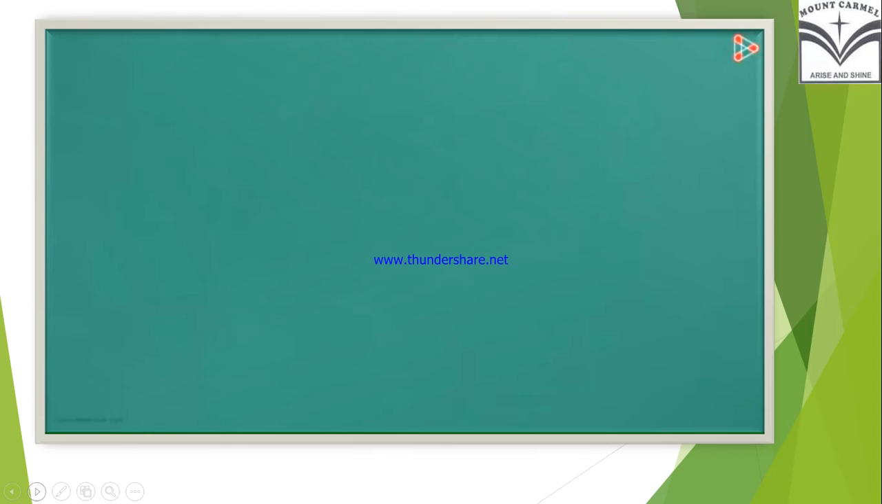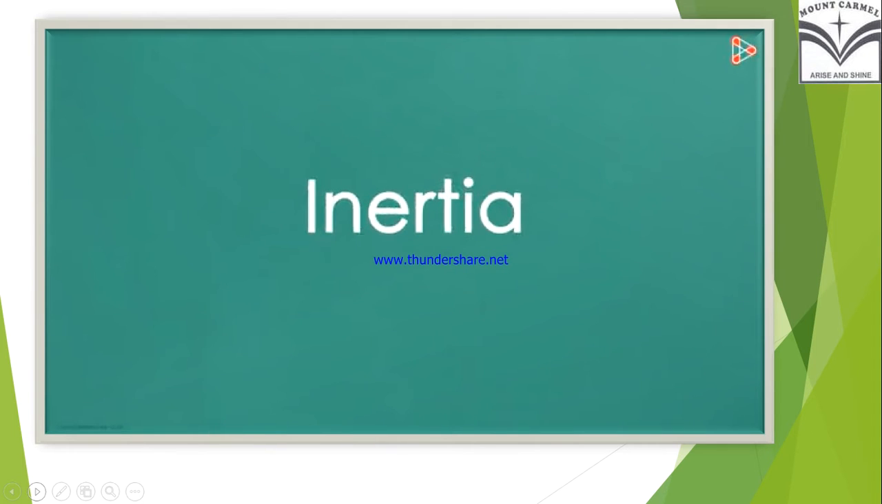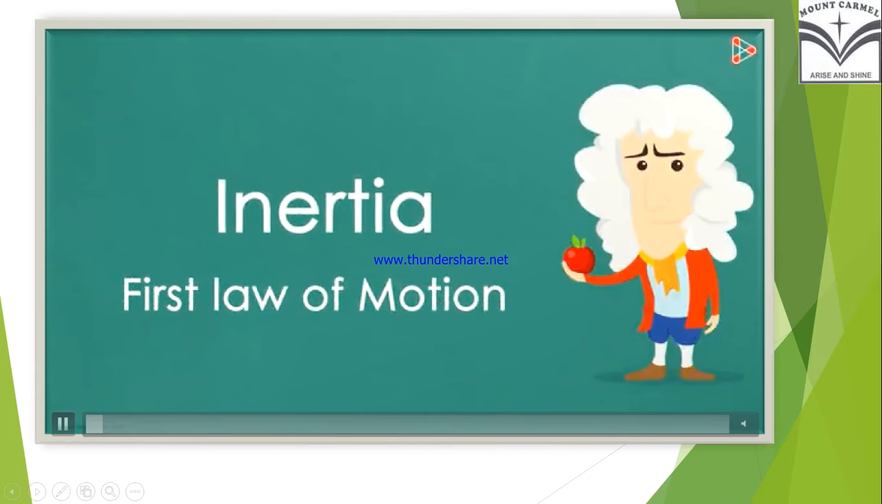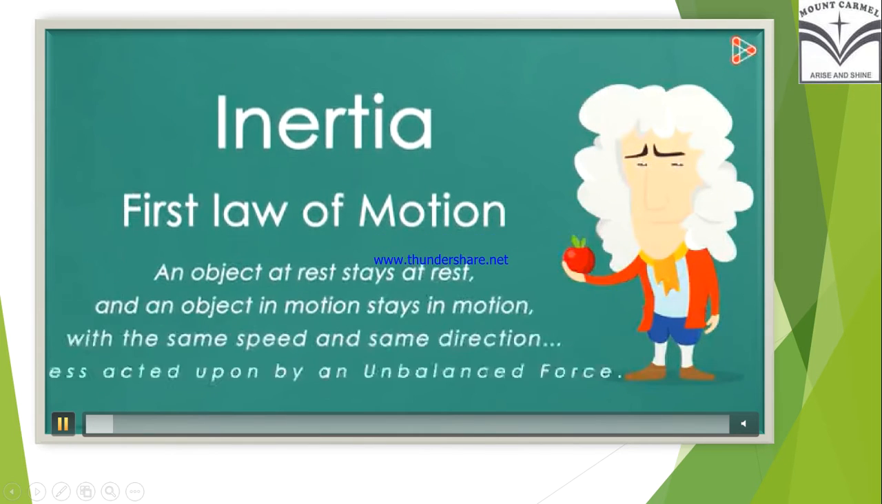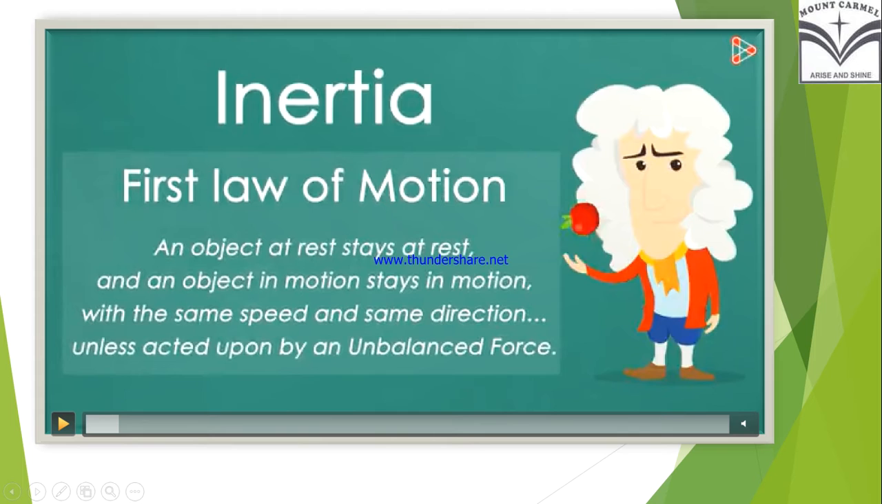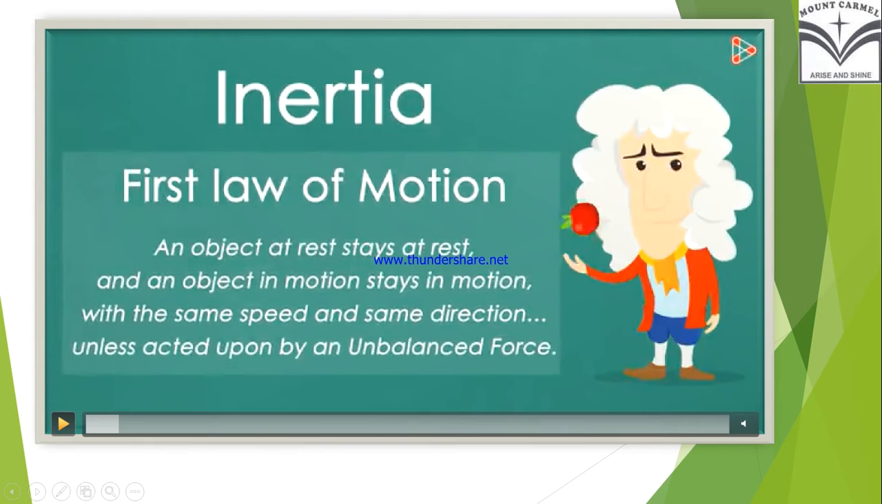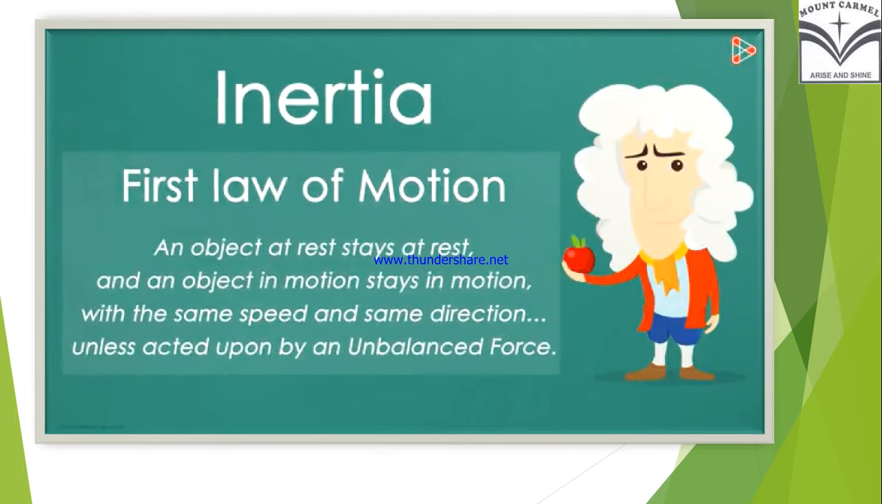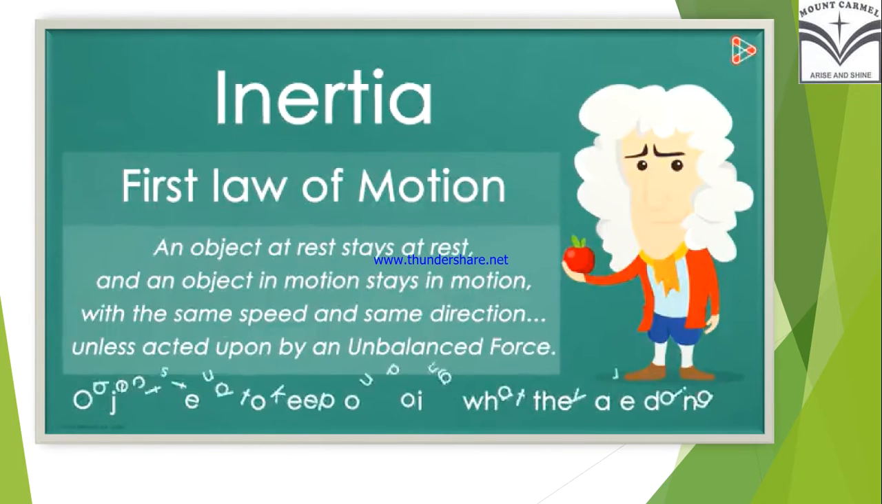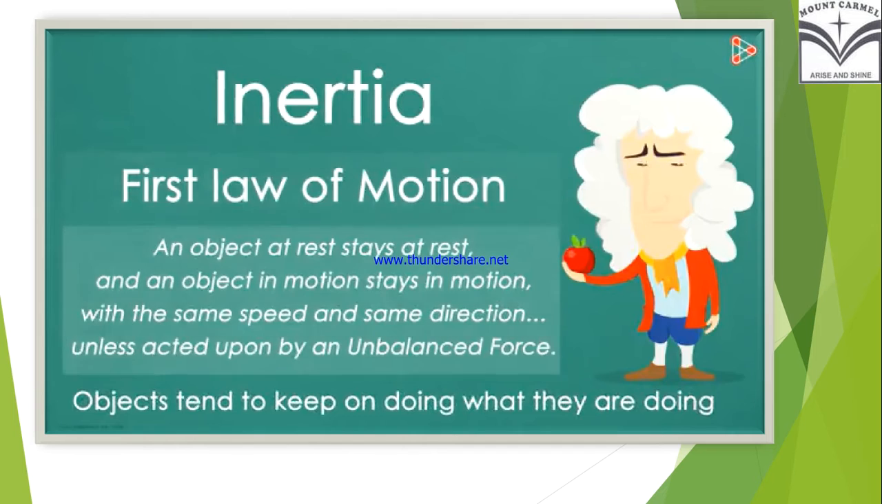What is inertia? To understand inertia, we should know Newton's first law of motion, जो कि state करता है कि an object at rest stays at rest and an object in motion stays in motion with the same speed and same direction unless acted upon by an external unbalanced force. इसका मतलब क्या हुआ? What does that actually mean? That means objects tend to keep on doing what they are doing.